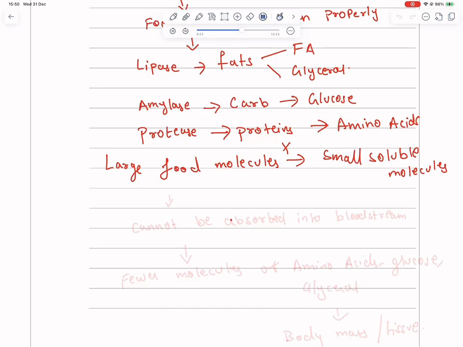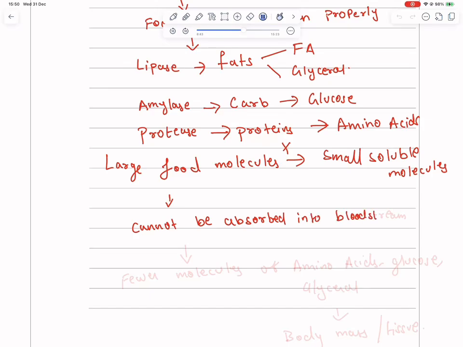As a result, these molecules cannot be absorbed into the bloodstream. So that's where you have answered difficulty digesting the food.